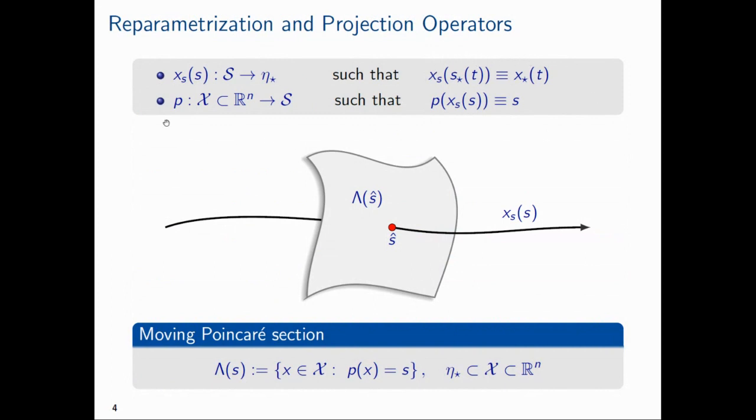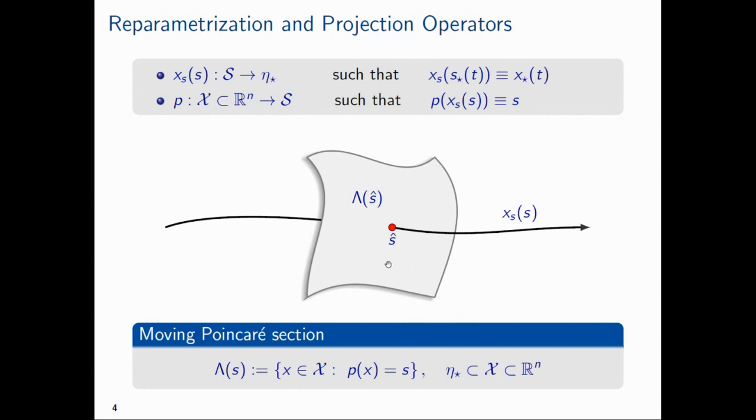Together with this reparameterization, we assume that we know a projection operator for this reparameterized trajectory. That is, this is some mapping which in a neighborhood of the nominal trajectory maps each state to a corresponding point upon this nominal trajectory. That is, it recovers the parameterizing variable s. Necessarily, it has to be a left inverse of the nominal trajectory.